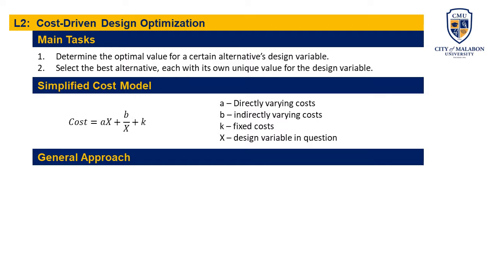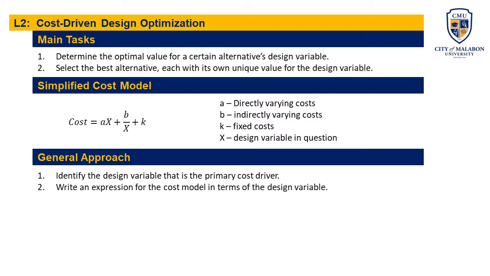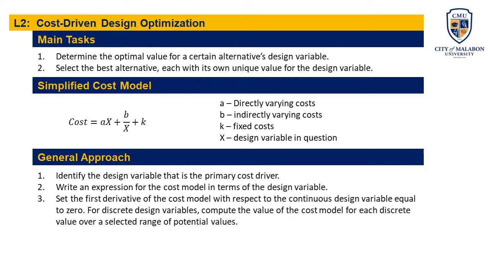So, we have here the general approach for optimizing a design with respect to cost. Okay, so first, we should identify the design variable that is the primary cost driver. This step is very important. Next, we should write an expression for the cost model in terms of the design variable. Third, we should set the first derivative of the cost model with respect to the continuous design variable equal to 0. So this is in calculus, we are going to solve for the maxima.